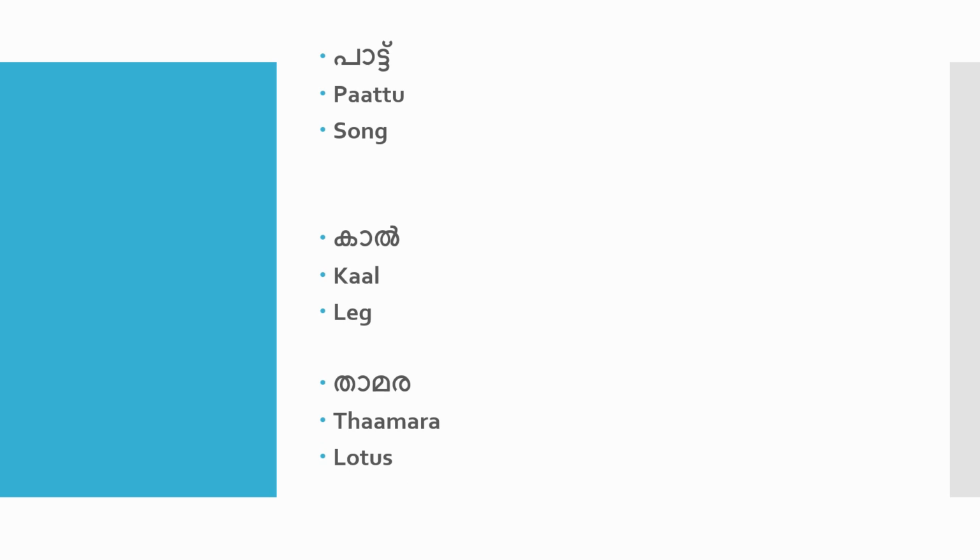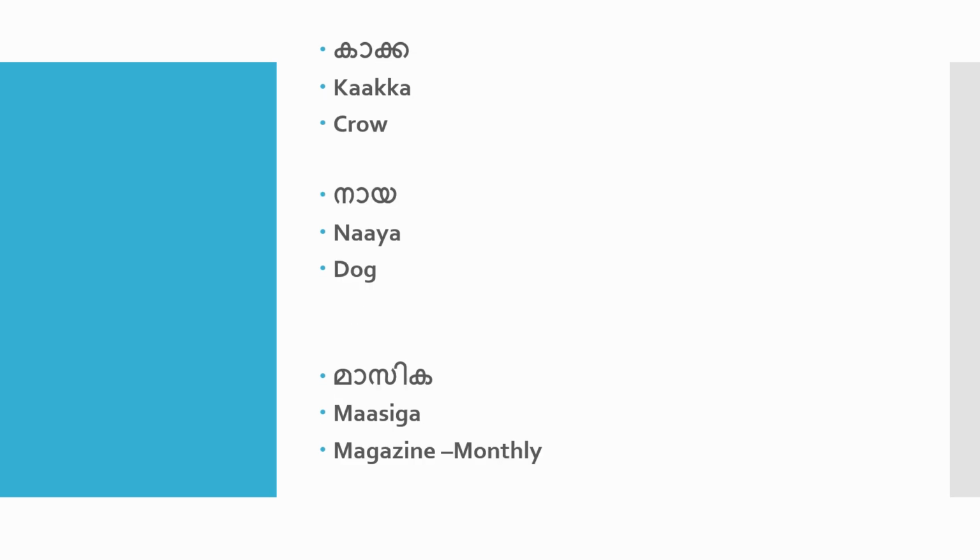Paat means song. Kal means leg. Tamara means lotus. Kaka means crow. Naya means dog. Masiga means a monthly magazine. Any magazine which comes on a monthly basis is called Masiga.